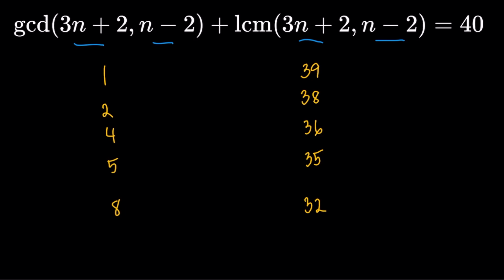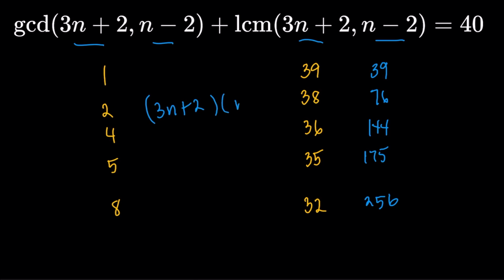So what I'm going to do here is take the GCD times the LCM. In the first case, it's going to be 39. And then the second case would be 76, 144, 175, and then 256. Now these 5 values are the possible products of 3n plus 2 and n minus 2 because I'm taking the GCD and the LCM of these two numbers, so the product of these two should be equal to these 5.